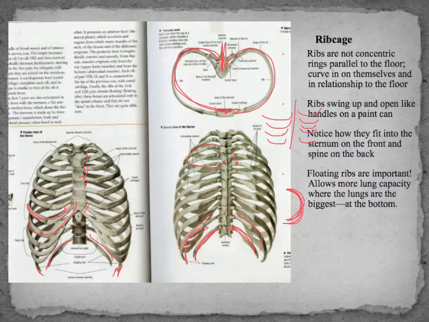And that's important because this allows more lung capacity where the lungs are the biggest, which is at the bottom. The lungs are inside here, and the lungs are the biggest at the bottom. So those floating ribs are important.